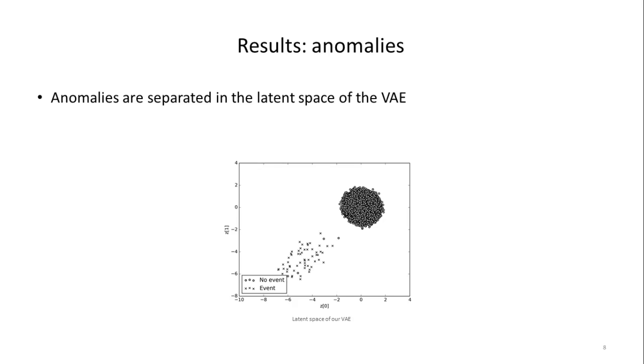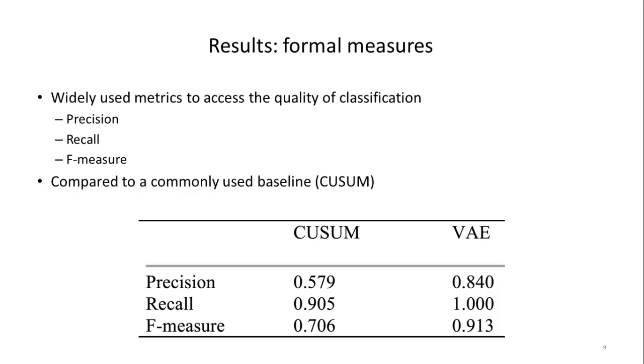But we still did need some formal evaluation of how well our model does compared to something. And we chose to compare it against a commonly used method for anomaly detection, which is called cumulative sum control chart. So basically the CUSUM method monitors changes in the mean of some time process over time, and it signals when there are deviations from the expected mean which exceed certain thresholds.